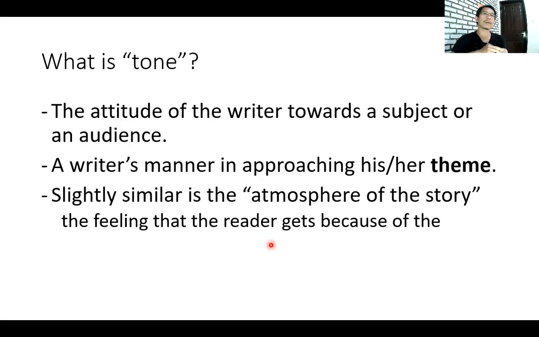Now, when we talk about tone, as I mentioned to you, it's closer to the work. It's the attitude of the work towards something. But if we talk about atmosphere, it's what we feel caused by the use of tone in the story. So tone is closer to the work, and atmosphere is closer to us, the reader.